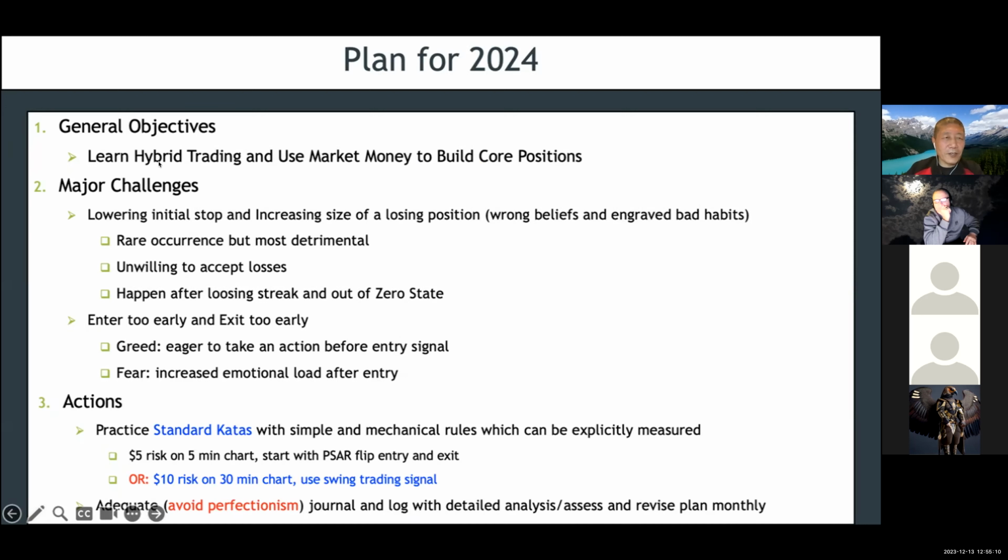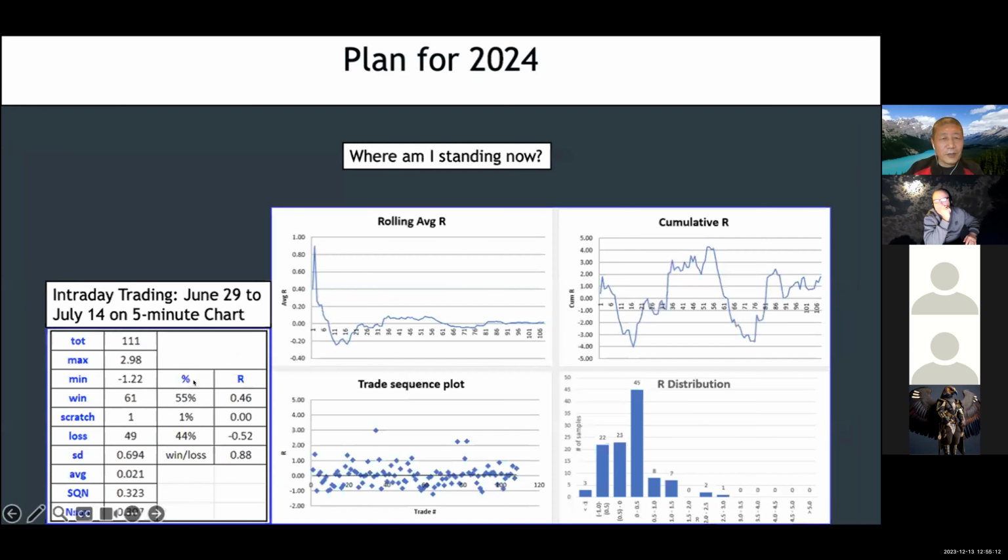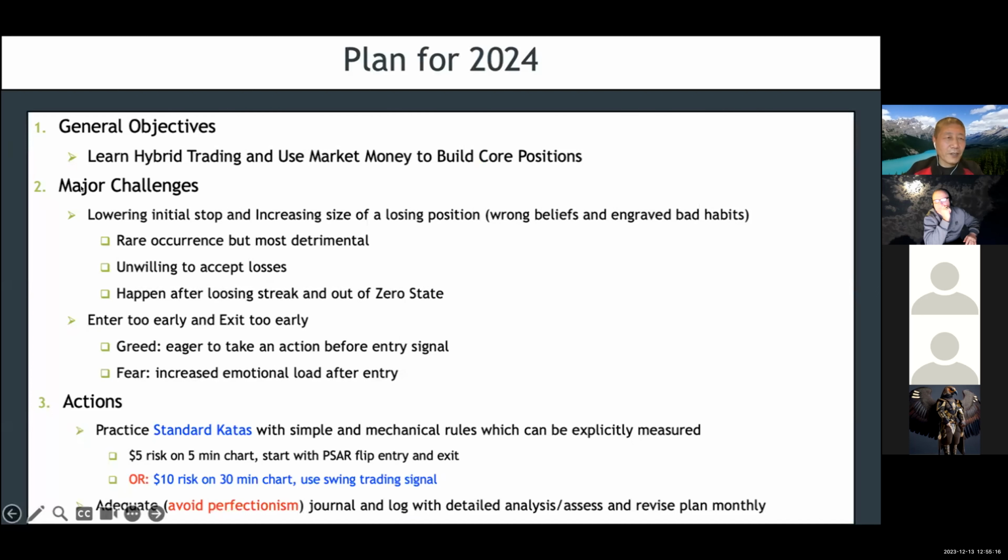My major challenge, it's not shown here, but my major challenge is lowering my initial stop and increasing size of losing position. That's just out of wrong belief and ingrained bad habits. They rarely occur, but I know that's my biggest enemy. I'm willing to accept losses happen after losing streaks and out of zero states.